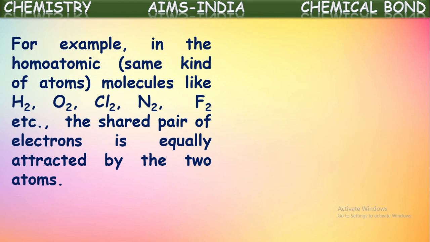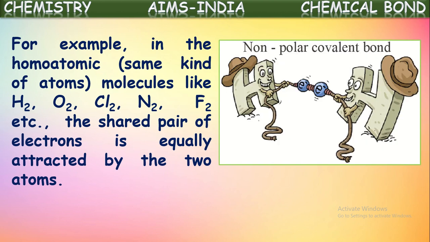Let us see an example. For example, in homoatomic molecules, meaning molecules formed between the same kind of atoms, or atoms of the same element. For example, in the hydrogen molecule, each hydrogen atom contributes one electron.